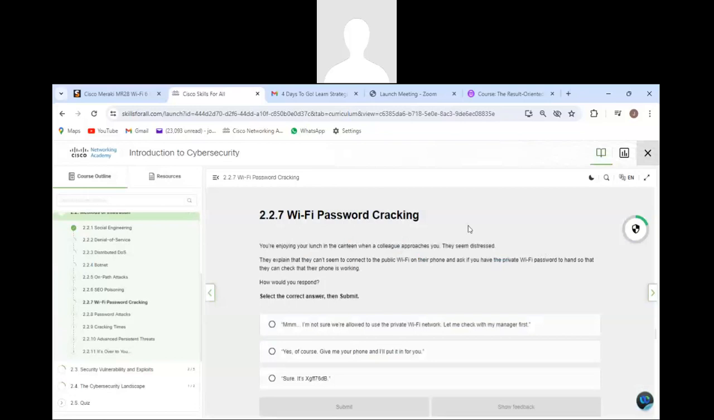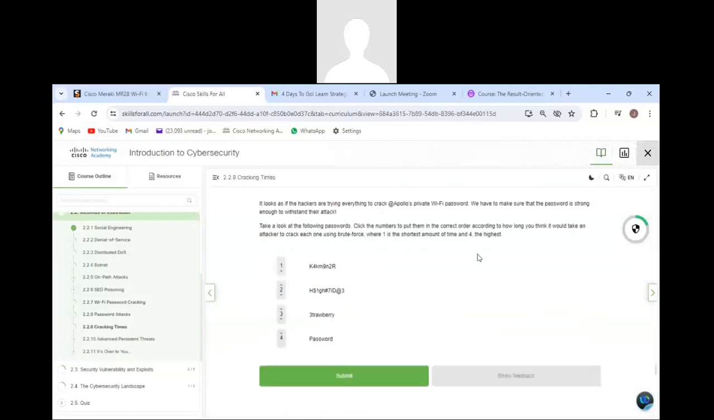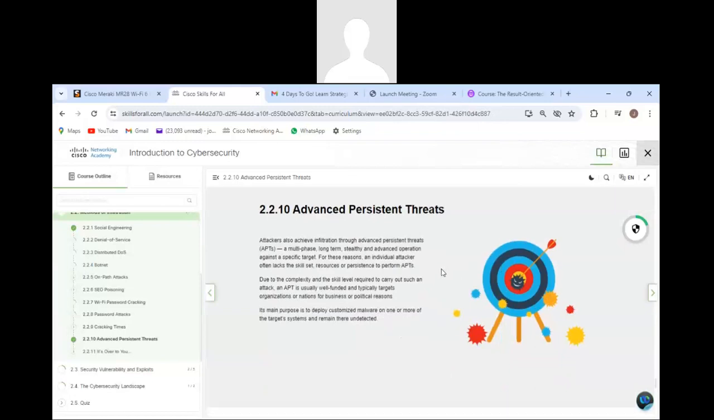Wi-Fi password cracking, we are all used to this. It happens most of the time, but we have tools and software that are used to crack passwords. By the time we get there, we will get to know more of that. These are called password attacks. Now we have persistent threats, where a particular form of attack persists in order to gain access.